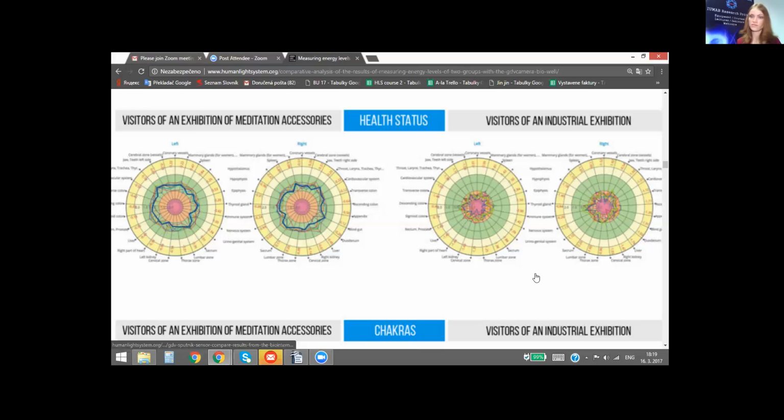And on the contrary, the participants of the industrial exhibition had very low energy reserves and very low health status. The majority of them had it. So you see that the average level is somewhere in the orange zone, and it should be in the green zone. And some of the indicators are even in the pink zone, which is a very low level. And of course, people of different age groups participated there. There were many people who were young and looked quite healthy, but still they had these very low levels of energy reserves and health status.